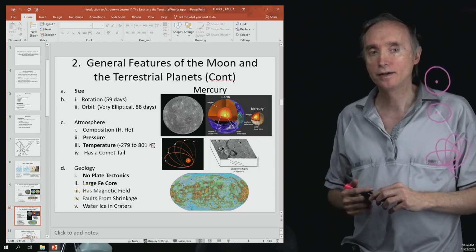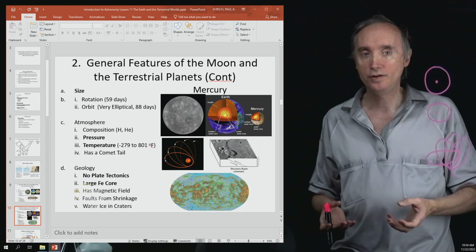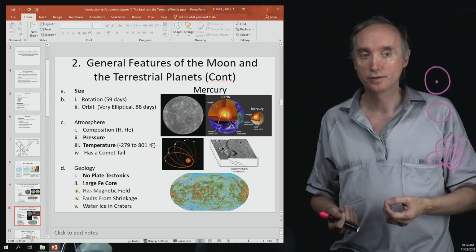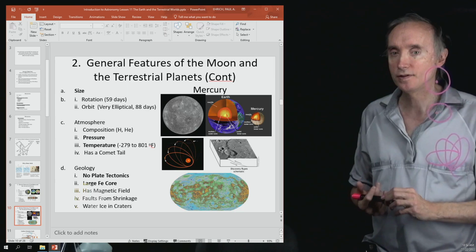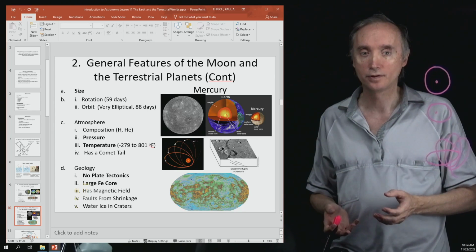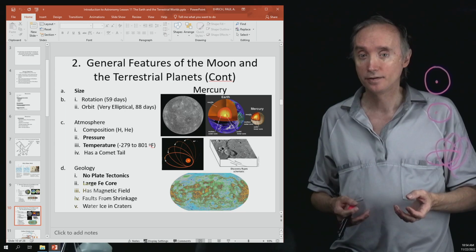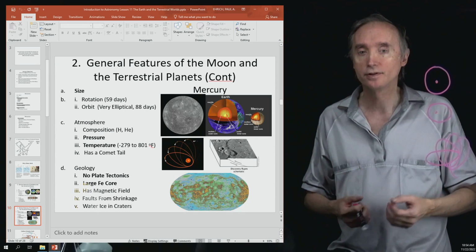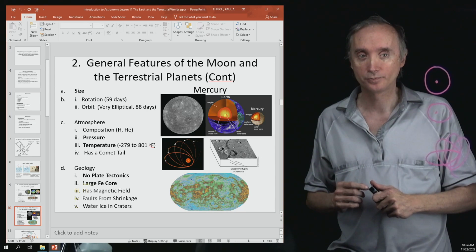It does have a magnetic field. It's a residual magnetic field, the same way that a bar magnet has a magnetic field. That's the reason why it has it. It does have faults, and so you might think that it has plate tectonics that would cause earthquakes or Mercury quakes on it, but these faults are from shrinkage.